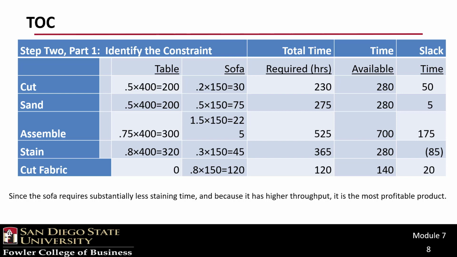Cutting fabric, not required for the table. For the sofa, 0.8 times 150 is 120. And you can see that the required time is less than the available time, and so I have slack. So since the sofa requires substantially less staining time, and because it has a higher throughput, it is the most profitable product.